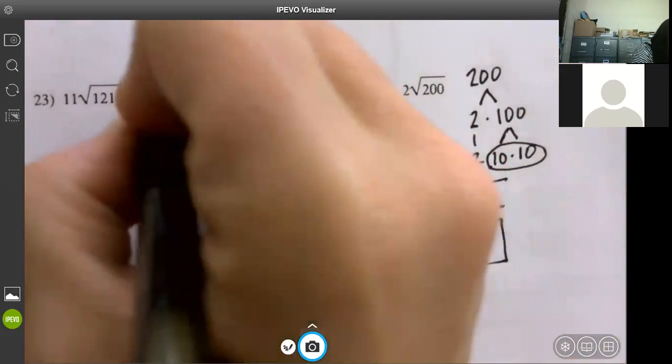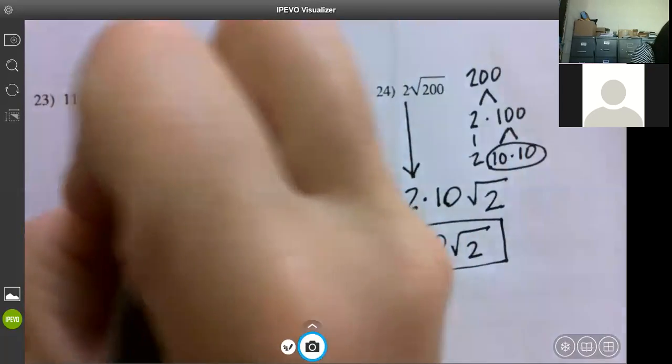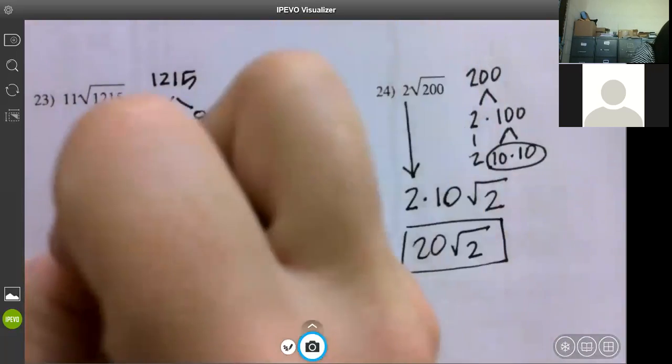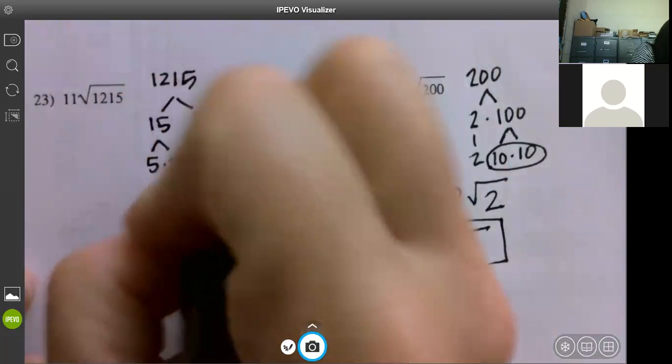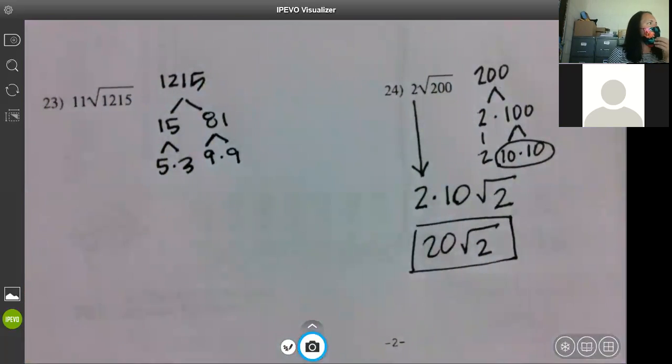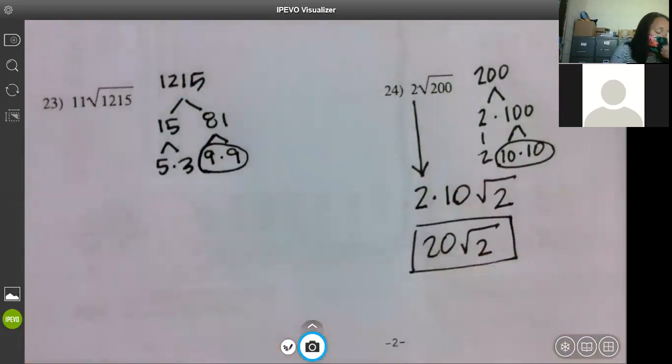So 12,015 breaks into 15 and 801. 15 you said was 5 and 3. 801 was 9 and 9. Do I need to keep breaking it down? No, because I already have a pair. So don't break it down anymore. I already have a pair. Don't keep breaking it down. 5 and 3 won't break down anymore, so we're good to go.